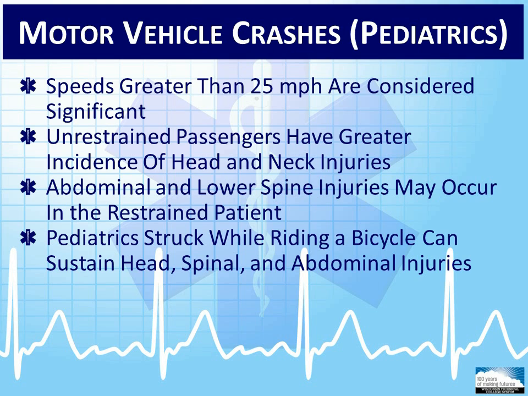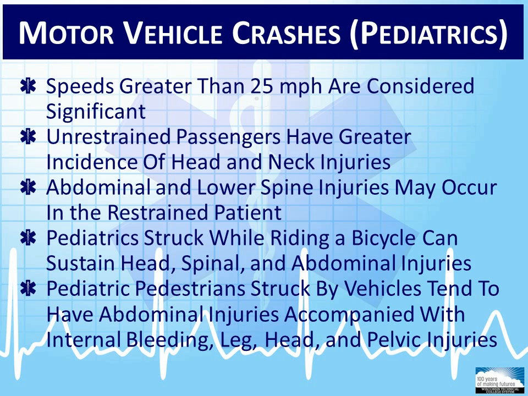Children struck by vehicles while riding bicycles typically sustain head, spinal, and abdominal injuries because they tend to be propelled up and over the handlebars before striking the pavement. Pediatric pedestrians struck by vehicles commonly present with abdominal injuries, including internal bleeding, thigh and pelvis injuries, and injuries to the head and spine. The location of these injuries are dependent on the type and size of the vehicle in conjunction with the height of the child.